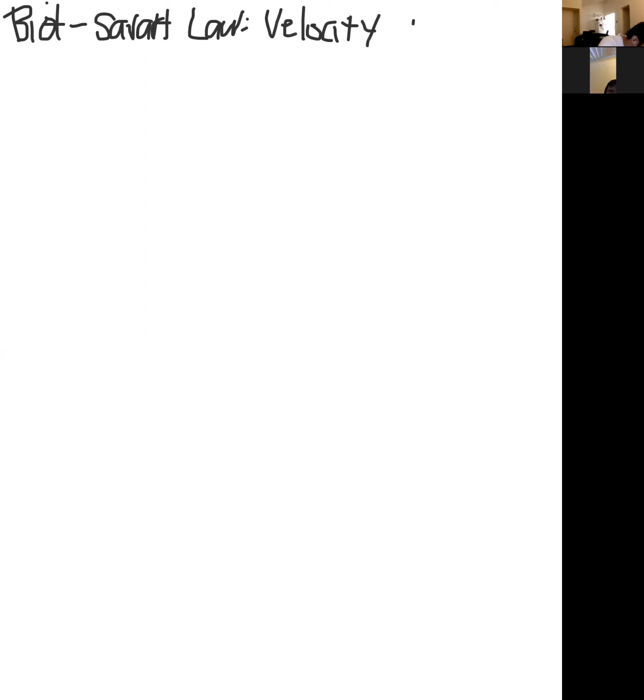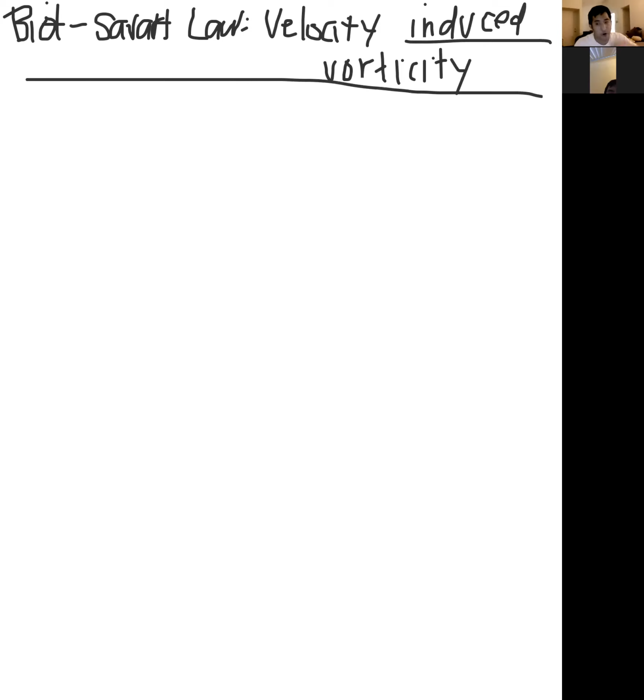So one last thing that we'll go over is called the Biot-Savart Law. Or in other words, this law governs the velocity that's induced by vorticity. And the key word here is induced. So you might have encountered the Biot-Savart law before.